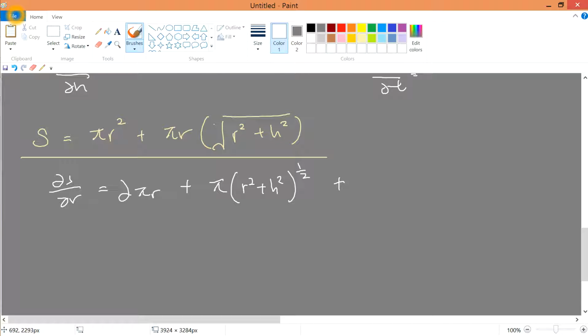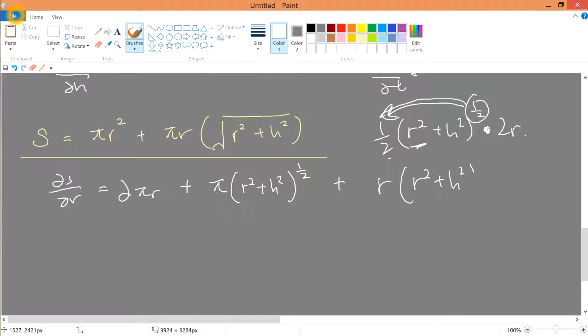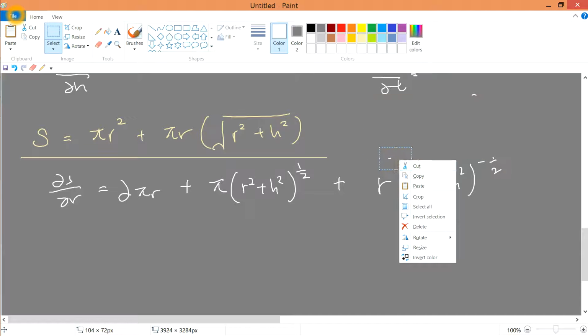Now I differentiate this one, and I keep this one. I differentiate the outside first, so half, I bring it down, and then I differentiate the inner one. I have 2r, so half times 2r gives r. So I have r over the square root of r squared plus h squared, that is, r squared plus h squared to the power of minus half. I differentiate the outside, this becomes minus, and then I differentiate the inner one, and that's all. That's the chain rule that happens in differentiation.